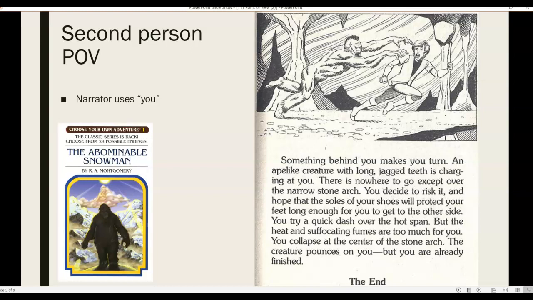Because as you are reading it, you become the main character of the story and you have to make choices that lead you to whatever end the story takes. And these stories can have multiple endings. The Abominable Snowman can have 28 possible endings depending on the choices that you make throughout the book. So it's like a first player role-playing game except in book form, which is fun. So you become the main character. This does not happen very often. You're not going to have to worry about it very much in our class. But it is fun to know about. Second person point of view, if you ever want to win Jeopardy in the point of view category, this would be a good one to know.